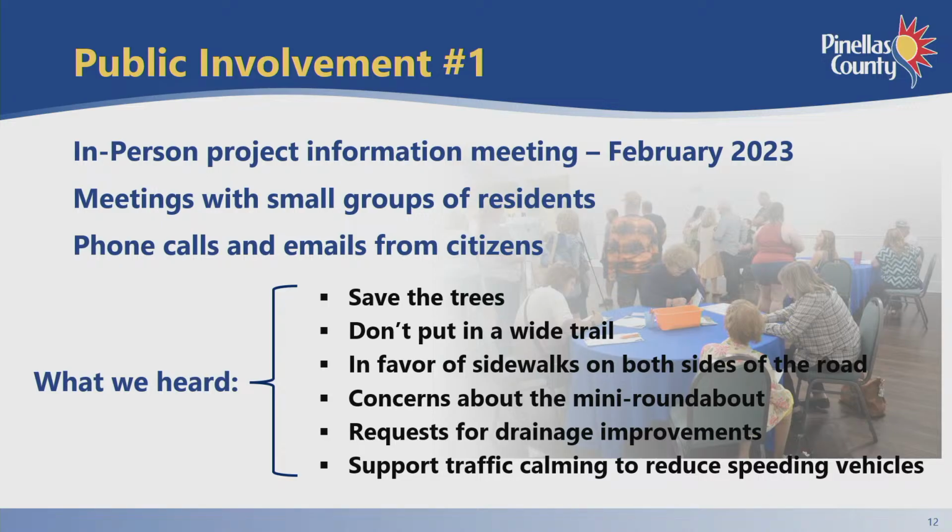During public meeting number 1, in February 23, and after that, we had a lot of meetings with small groups of residents along the corridor, and also fielded a lot of one-on-one phone calls and emails back and forth with residents, getting their feedback. But we heard loud and clear that the first series of designs had far too many trees being removed. They wanted to save the canopy. It's very important. They did not like the concept of a wide trail. They were very in favor of sidewalks on both sides of the road, however. So they did want that component, but not the trail. They still were not bought in completely on the roundabout. And again, they were all supportive of the drainage improvements and whatever we could do to calm the traffic down and to reduce speeding along the corridor.